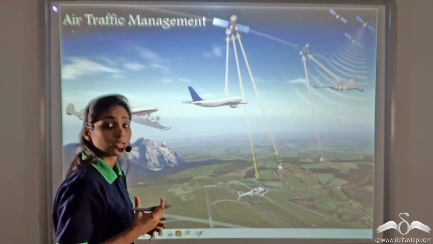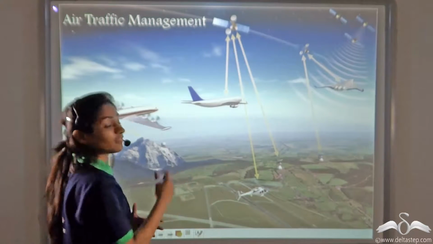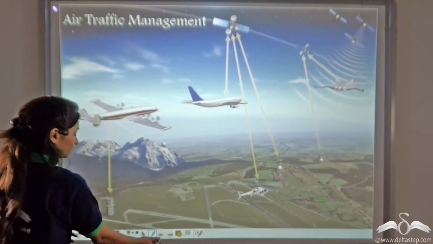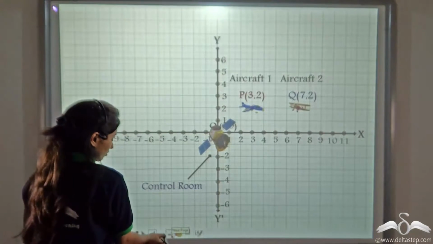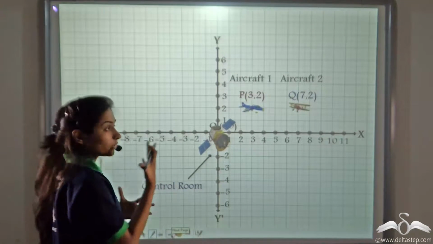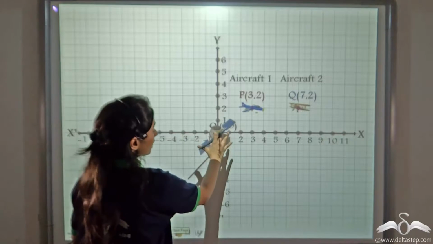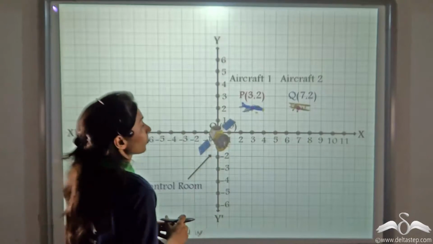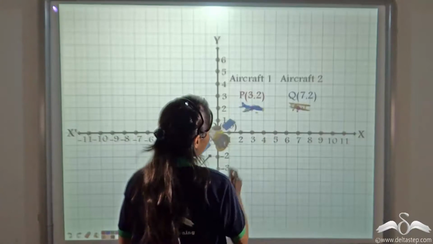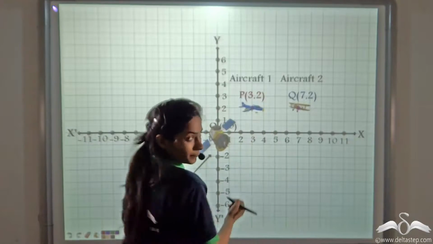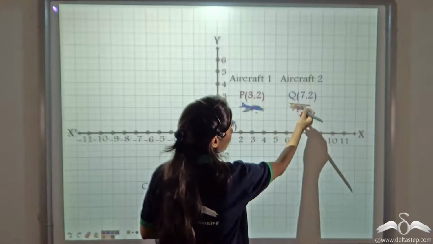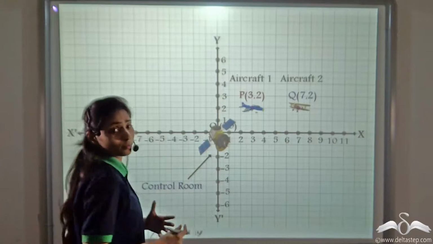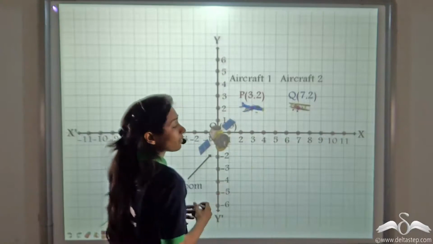Now, how do they calculate these distances when they are already flying in the sky? Well, they use graphs. Now, you are familiar with graphs. We have placed the control room at the origin so that it can see in all directions. And we have placed two aircrafts, aircraft 1 at the point P and aircraft 2 at the point Q. So now how does the control room calculate the distance between these two aircrafts?